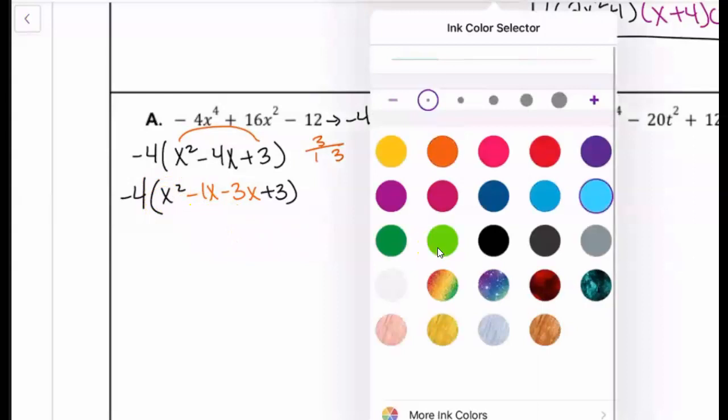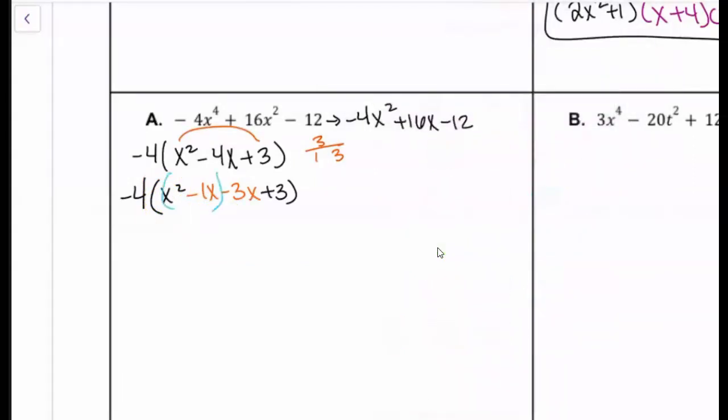And then you are going to put your parentheses in front of it and find your greatest common factor. Now the biggest number that goes into 1 and 1 is just 1. They both have an x. My greatest common factor is x. So I'll keep my -4 here. x.